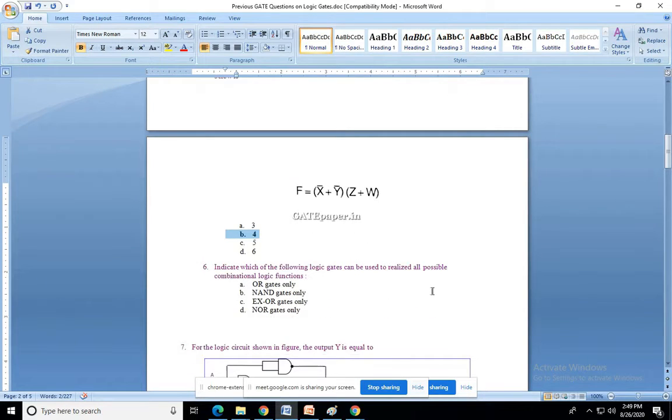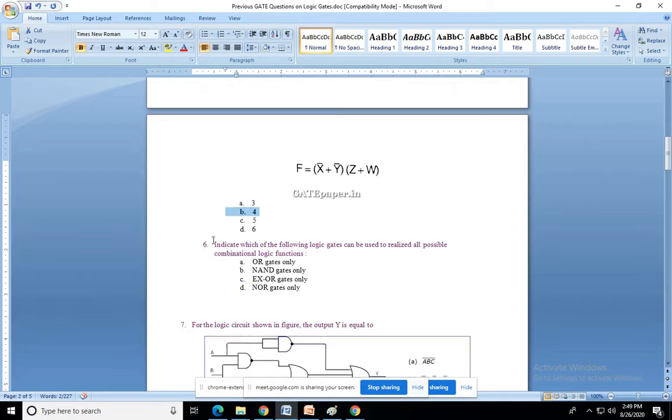Next question. Indicate which of the following gates can be used to realize all possible combinational logic functions: AND gate, NAND gate, XOR gate, NOR gate. Out of these gates, which can be used to realize all possible combinational logic functions?